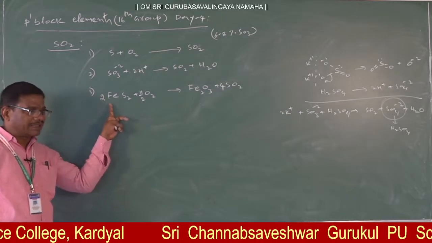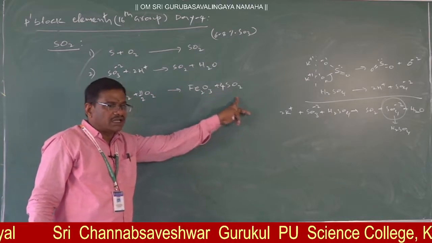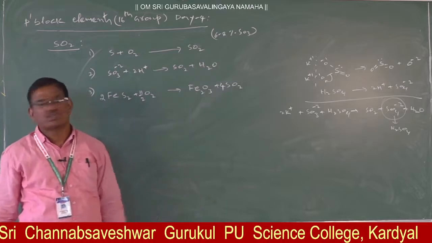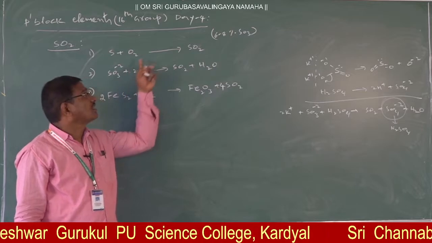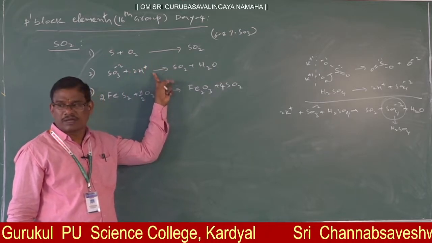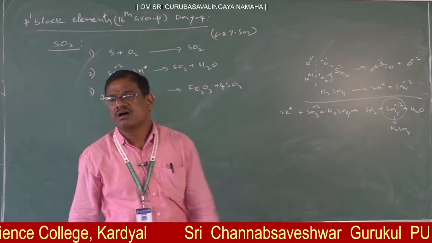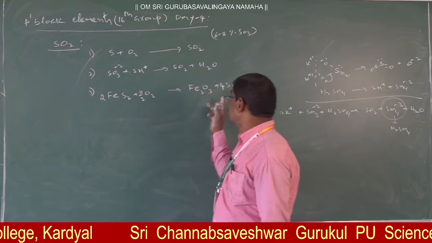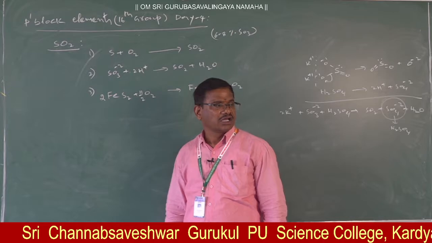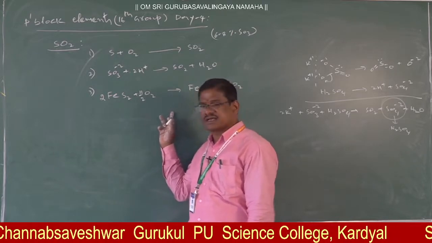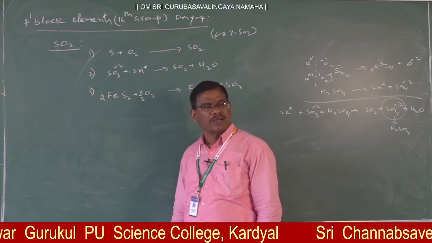When iron pyrite burns in oxygen, it liberates sulfur dioxide along with ferric oxide. So this is the industrial method of preparation of sulfur dioxide. Clear, na? These are the laboratory methods. Particularly this is the laboratory method and this is the industrial method. Iron pyrite on heating with oxygen gets converted into sulfur dioxide with Fe2O3. Like this, sulfur dioxide is going to be prepared. Right? So this sulfur dioxide is a colorless gas. Pungent odor, smell is there.